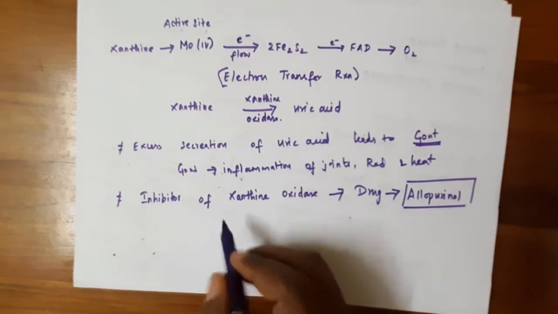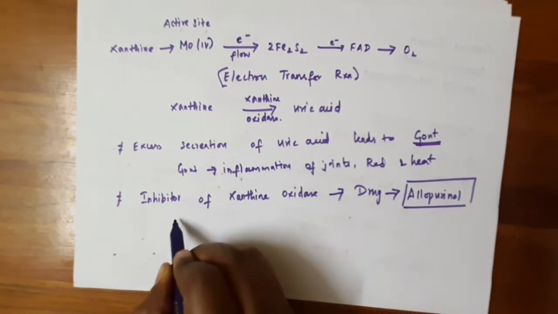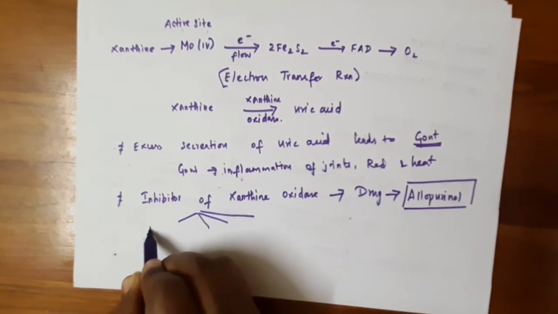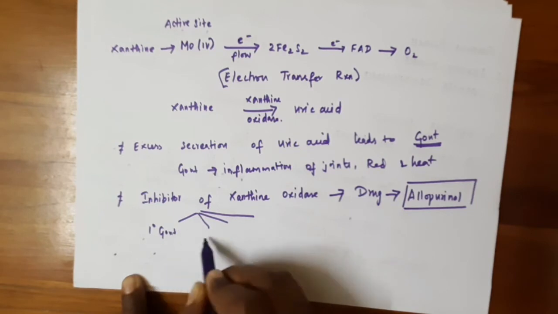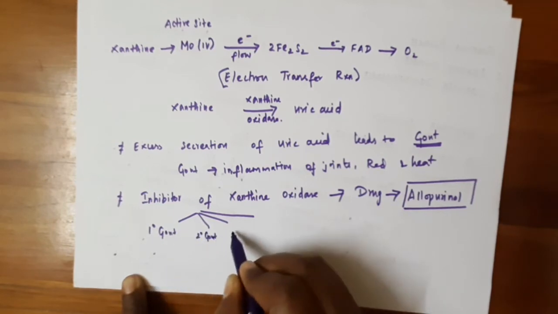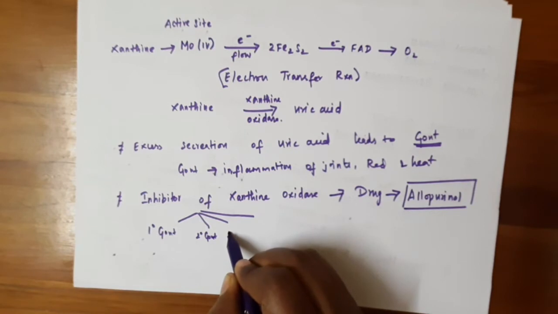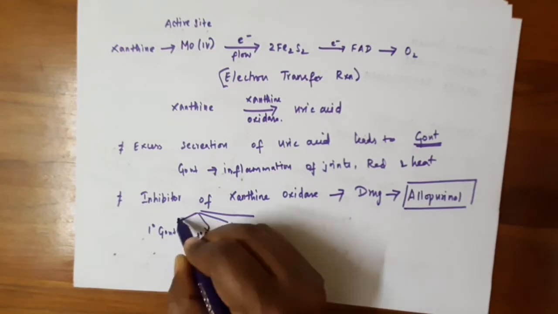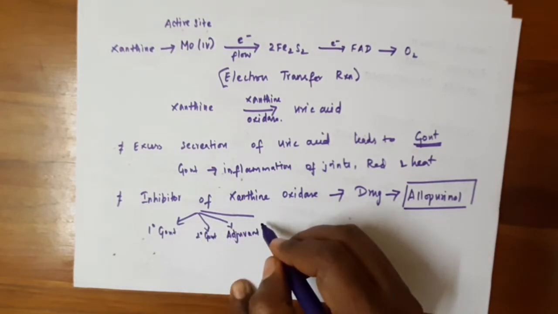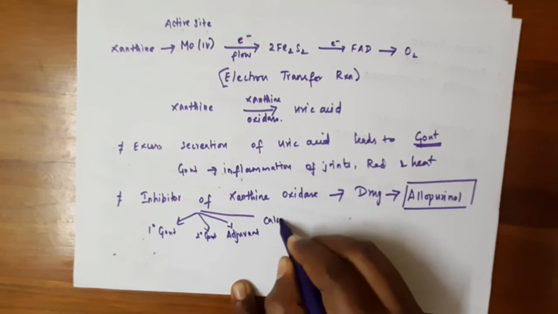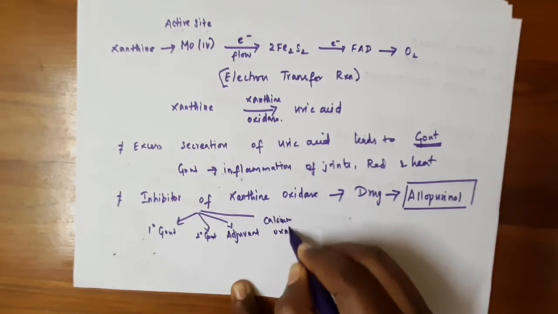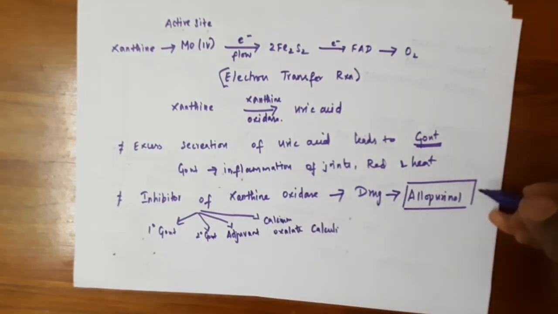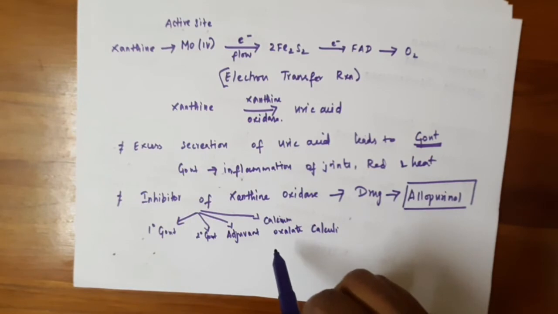This allopurinol is used in four forms: first, for primary gout; second, for secondary gout; third, it acts like an adjuvant; and the fourth one is calcium oxalate calculi. So this allopurinol drug is used in four ways.